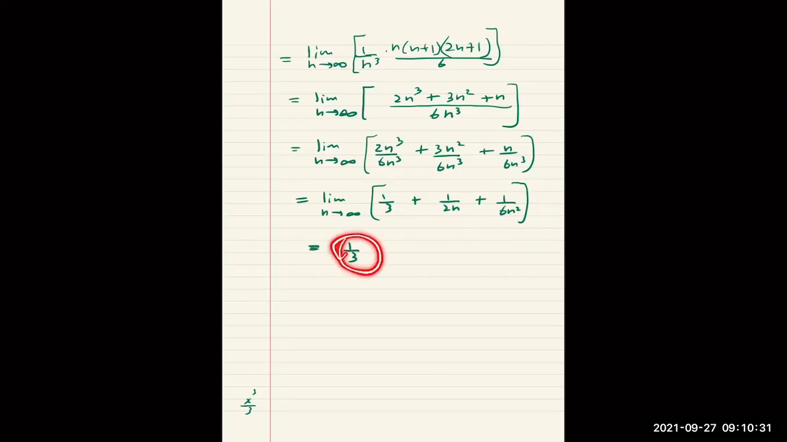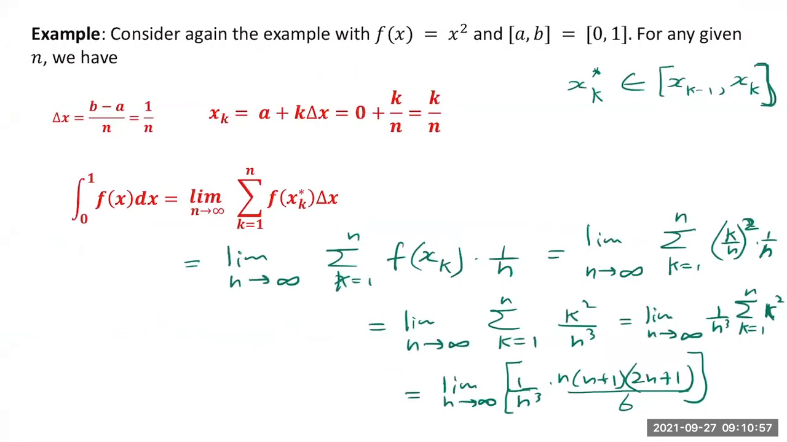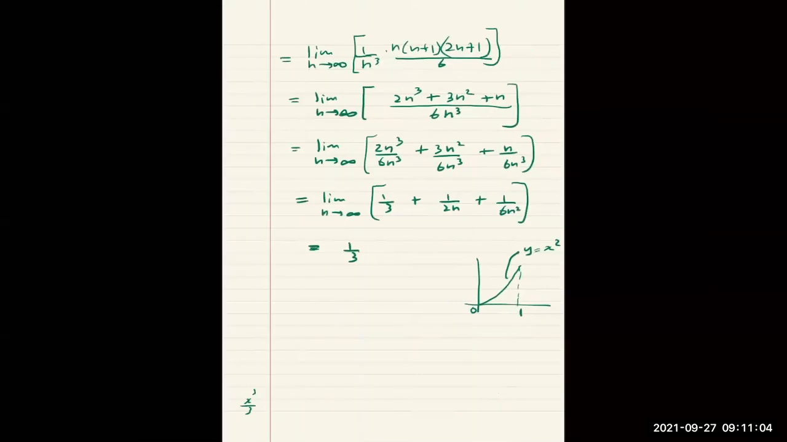This is the exact area under the curve f of x equals x squared on the interval 0, 1. Remember, the graph looked like this: 0, 1. This is y equals x squared. 1/3 is the exact area under the curve in the interval 0, 1. So that gives you that definite integral. This definite integral gives you the area under the curve in this case, because it's a positive function. Okay. All right, let's move on.